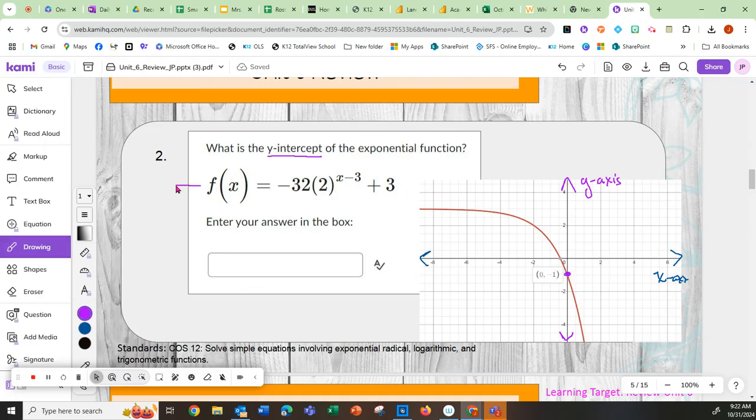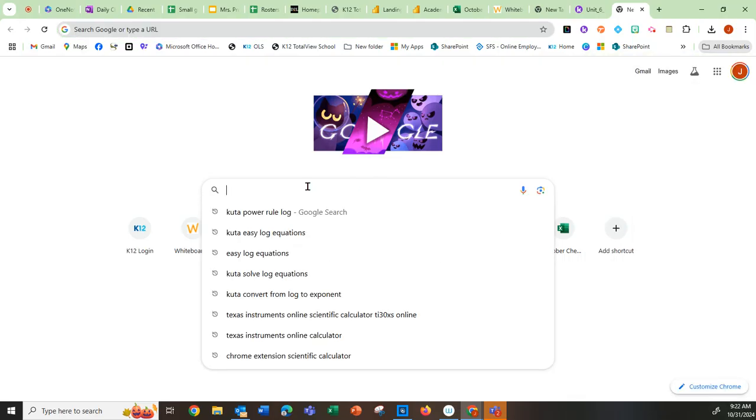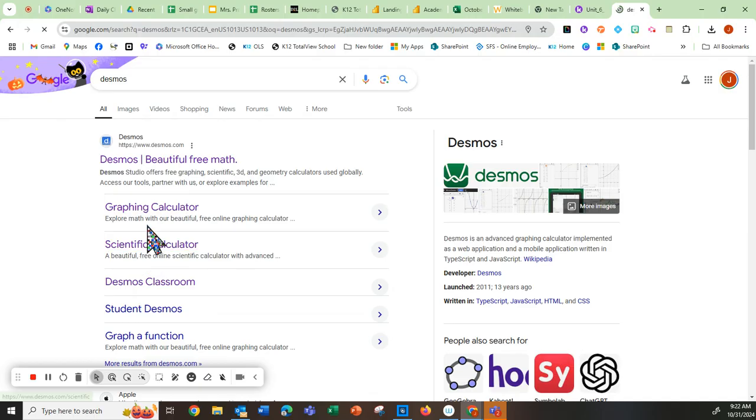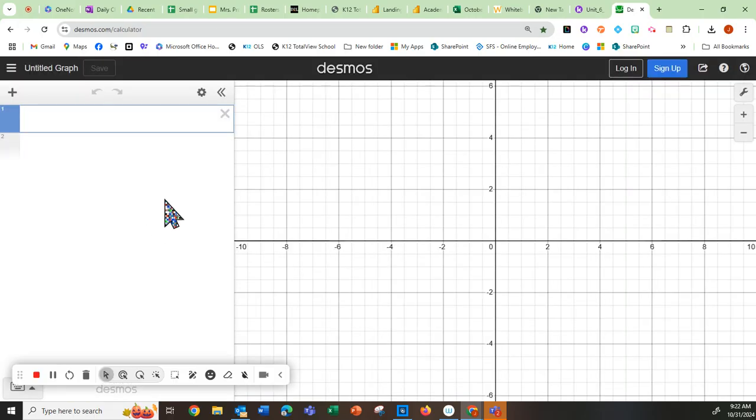Now I just took this equation and I typed it into Desmos, and took a snip of it. So I'm going to show you really quick how to put this one in Desmos, just in case you don't know. So you can just Google Desmos. I'll just Google it. I have it bookmarked, but you can Google Desmos, and then you're going to want the graphing calculator. And then you're going to type in this equation, f of x equals negative 32 parentheses.